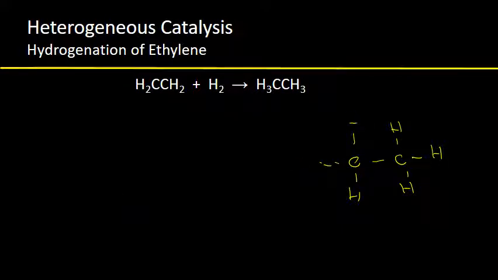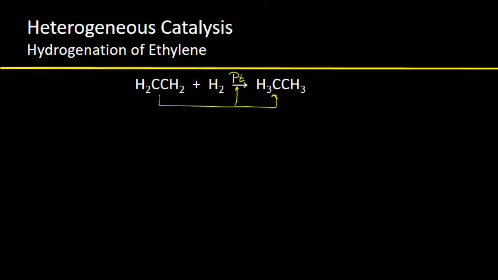Converting to ethane. Right? But if you add a catalyst, and the catalyst in this case is a metal, usually platinum, and we have a catalyzed reaction, we usually write the catalyst above the arrow like that. So if you mix these two ingredients in the presence of platinum, then the reaction goes very rapidly, and you can get very efficient conversion of ethylene to ethane. Okay, we'll see how this works.